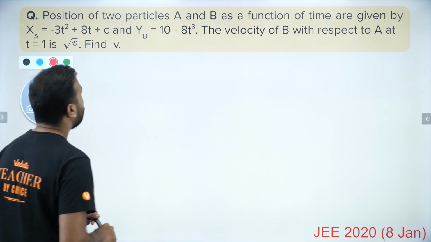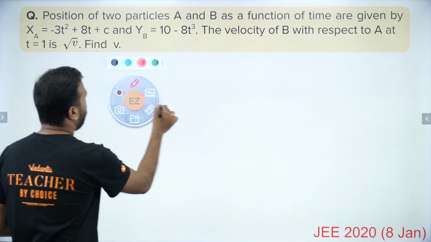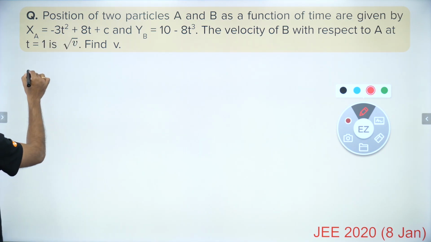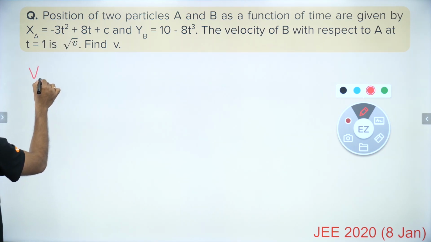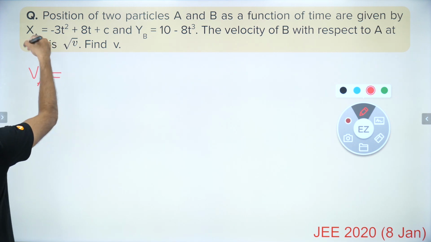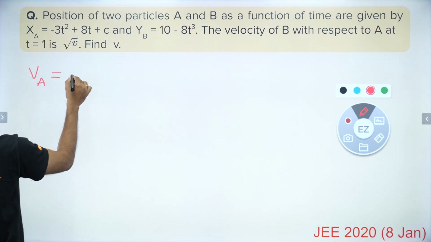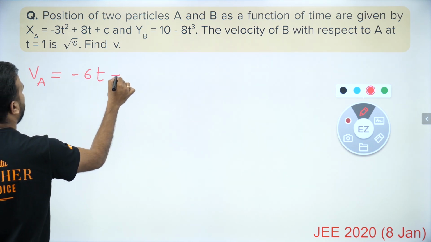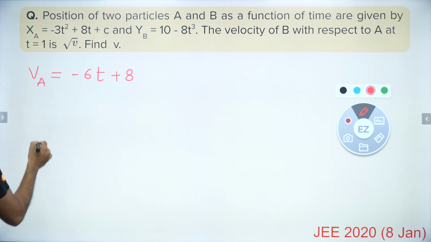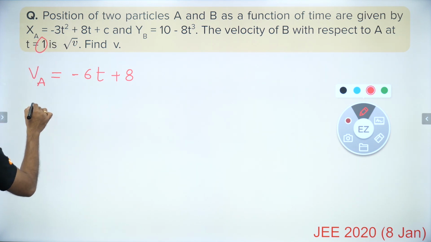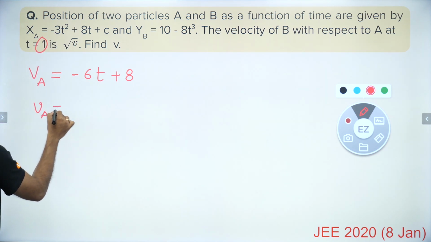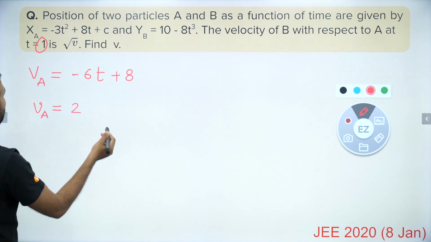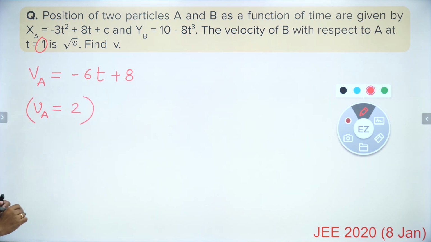Let's first try to find out the value of their individual velocities, that too at t equal to 1 second. So how will I get the value of A? It is going to be dx by dt. If you differentiate, you get minus 6t plus 8, and at t equal to 1 second, VA will be minus 6 plus 8, that is 2. Because units are not given, we'll just write it as 2 only.